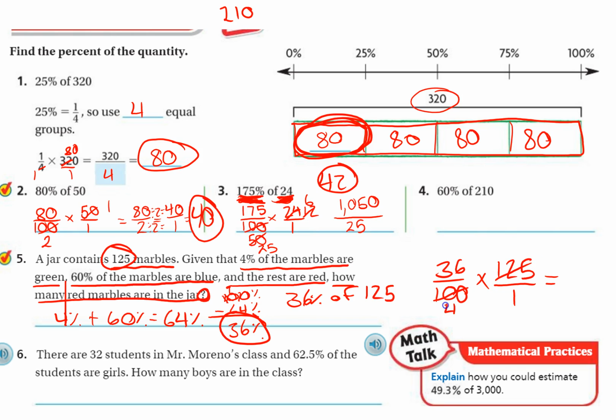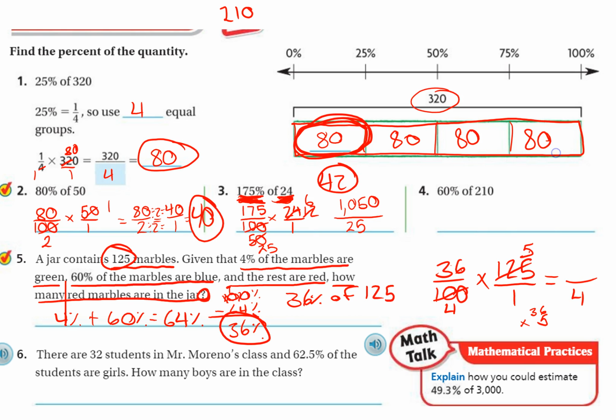25 goes into 10 4 times. 25 goes into 125 5 times. Okay, now I can multiply. This is going to give me 4 along the bottom. And then 36 times 5. 5 times 6 is 30. 15 plus the 3 is 18. So 180 over 4. And then, not quite done yet.